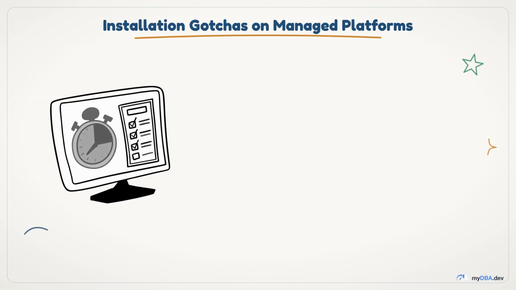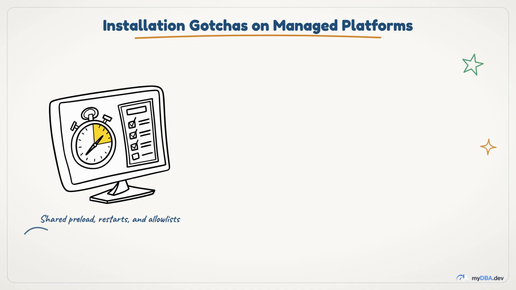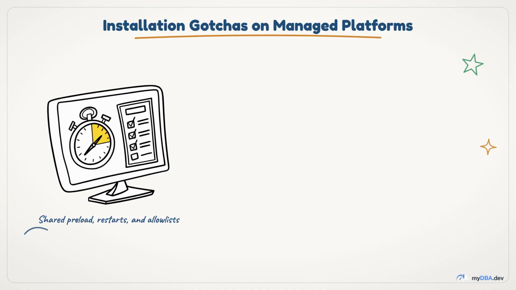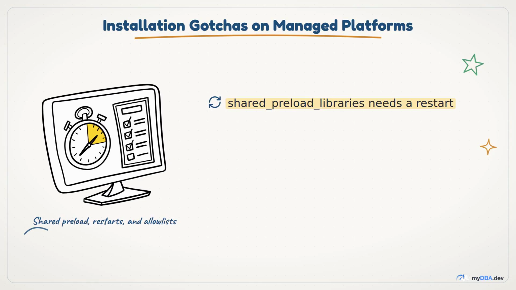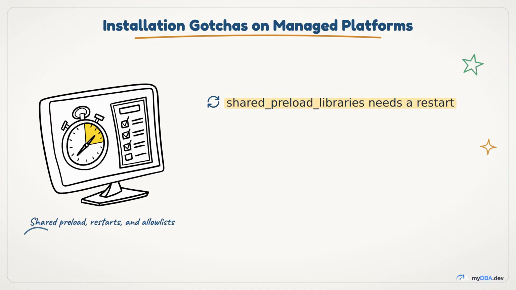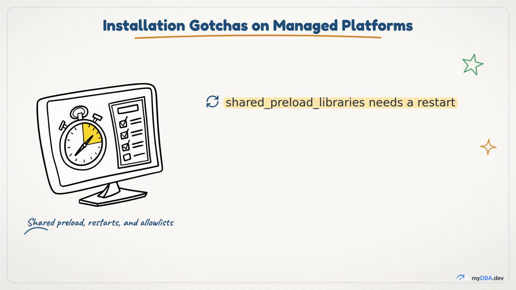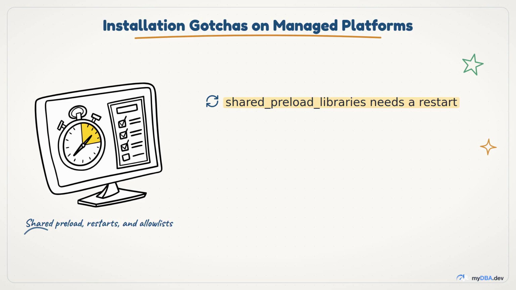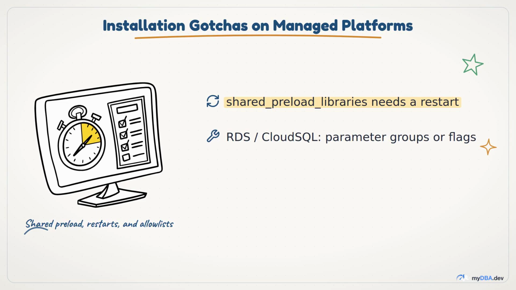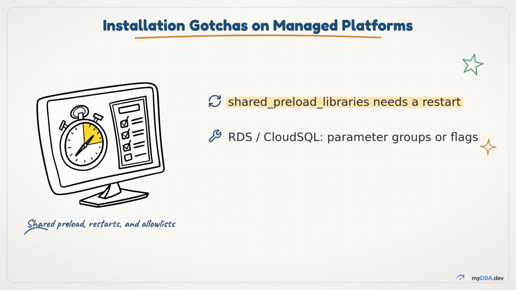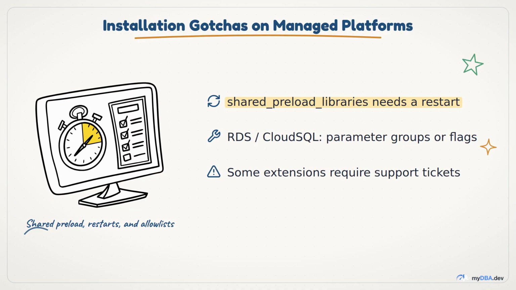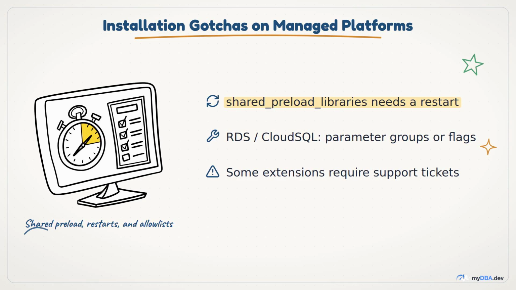Most extensions are just CREATE EXTENSION and you're done. But a few of them, pg_stat_statements and auto_explain, need to be in shared_preload_libraries, and that means you're restarting the server. On RDS, you edit the parameter group. On CloudSQL, you set a database flag. Azure Flexible Server, you use server parameters. And some platforms have allowlists. If an extension isn't on that list, you'll need to file a support ticket, or just self-host.